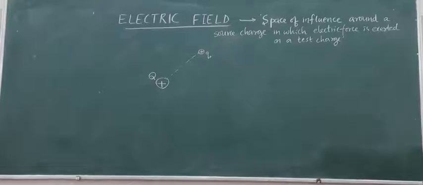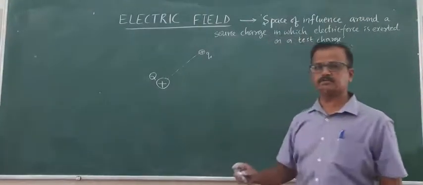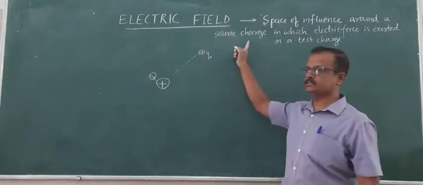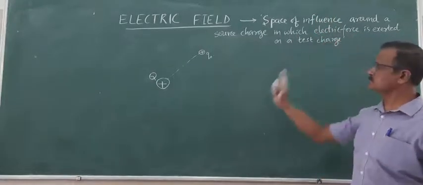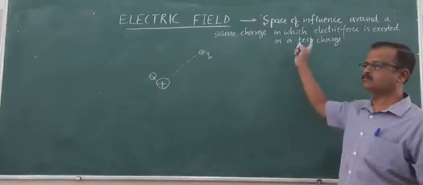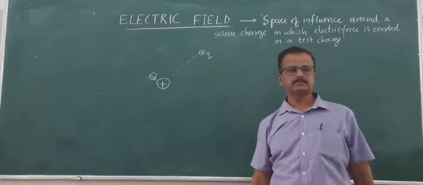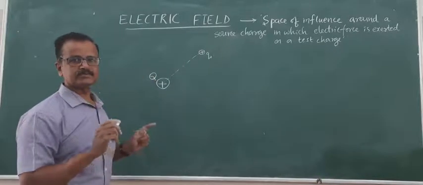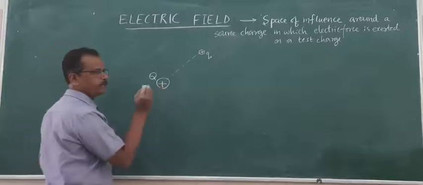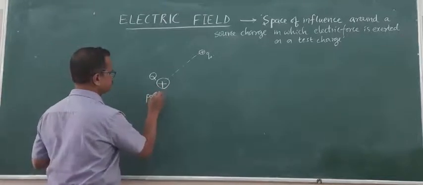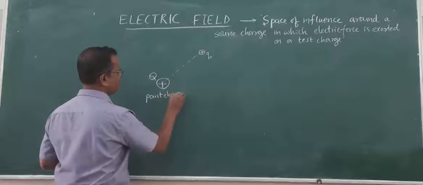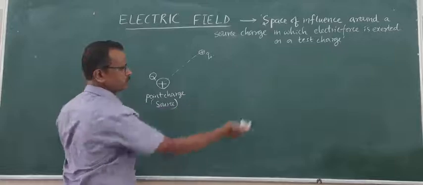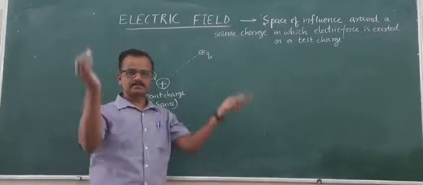Now we will understand the meaning of electric field. As I have just quoted, it is the space of influence around a source charge in which the electric force is experienced, or exerted, on a test charge. Let us consider a source charge. For simplicity, let us first consider the source charge to be a point charge. So this has its own volume of influence around it.